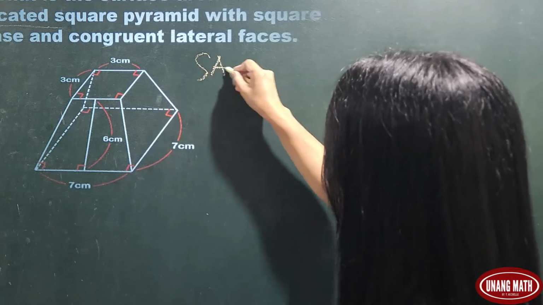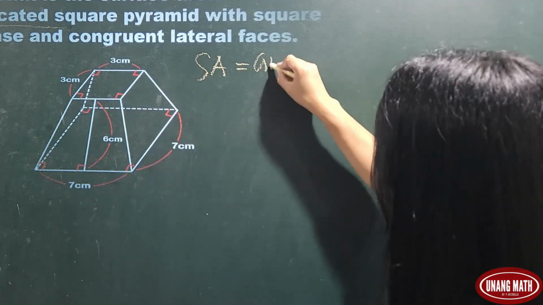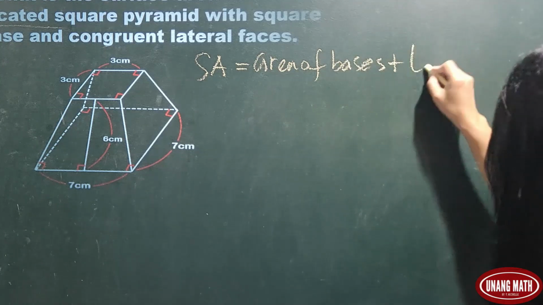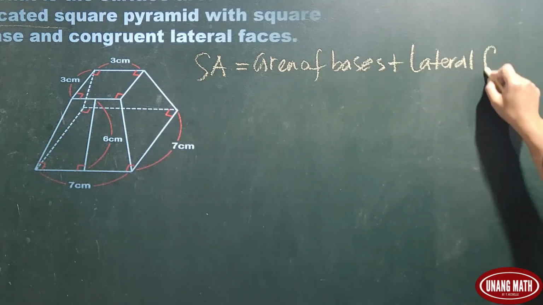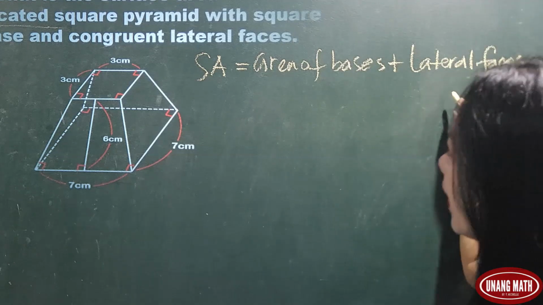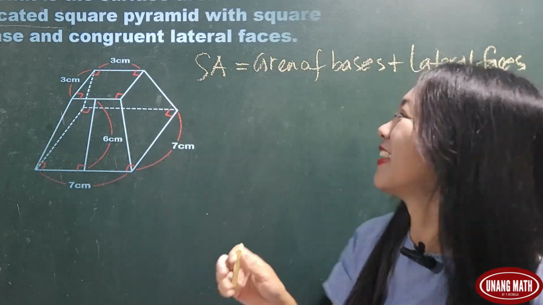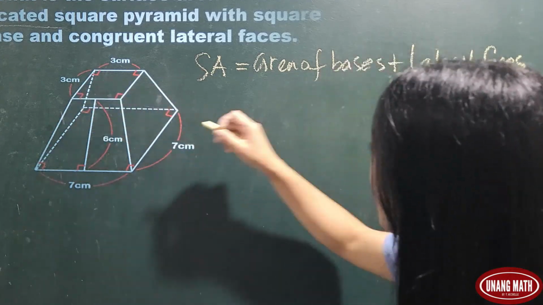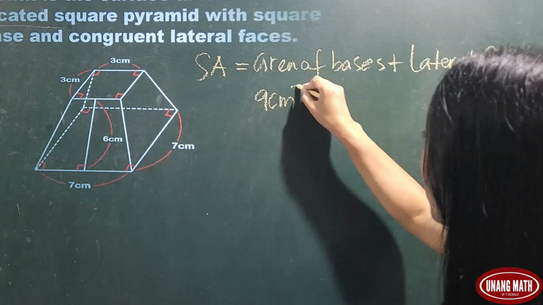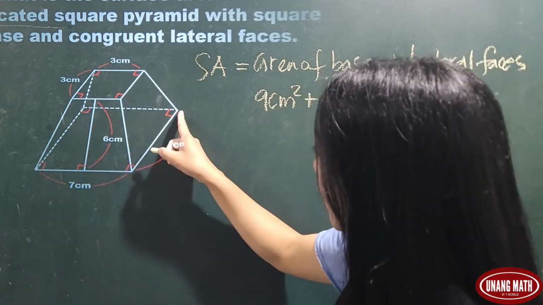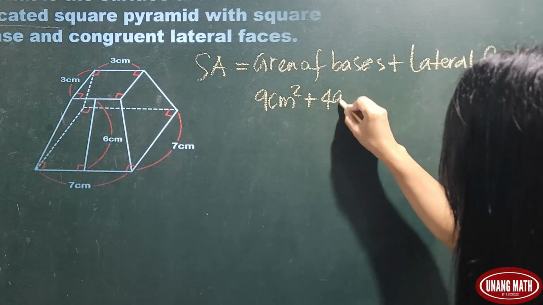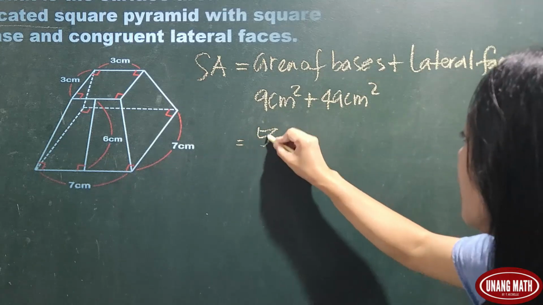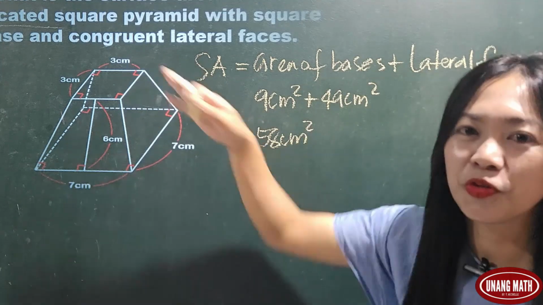To find the surface area, we have to get the area of the bases plus the area of the lateral faces. And take note, the lateral faces are congruent. To find the area of the bases, this is 3 and this is 3, so it's 9 square centimeters. What about the other base? This is 7 and 7, so this is 49 square centimeters. So 9 plus 49 is equal to 58 square centimeters for the two bases.